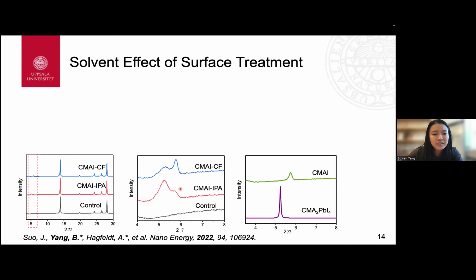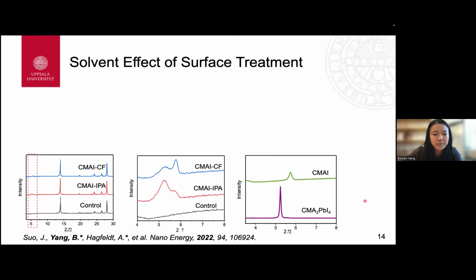Therefore, after zooming in, we found that based on this XRD fingerprint of the CMAI molecule and the formed 2D species, when using the IPA, the majority of CMAI molecules integrated into the 2D perovskite phase, while only a small amount remained unreacted on the perovskite surface. In contrast, after treatment with CMAI in chloroform, the unreacted CMAI predominated with only a small amount of two-dimensional species on top.